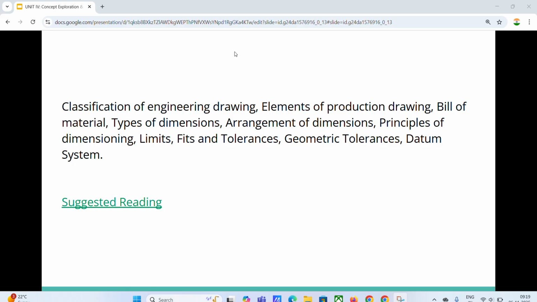So finally, the conclusion of this unit: product design is a combination of creativity, engineering, and manufacturing knowledge. Our design must balance function, cost, manufacturability, and user comfort to create a successful product. So thank you.